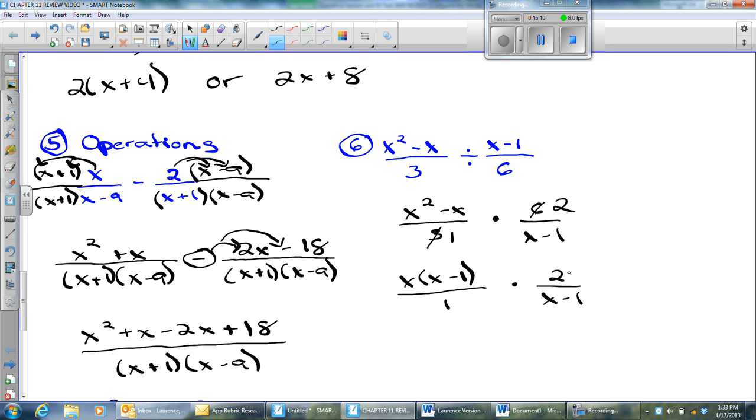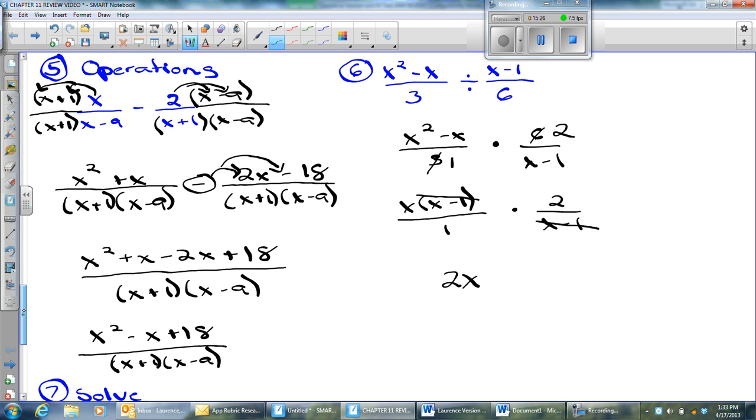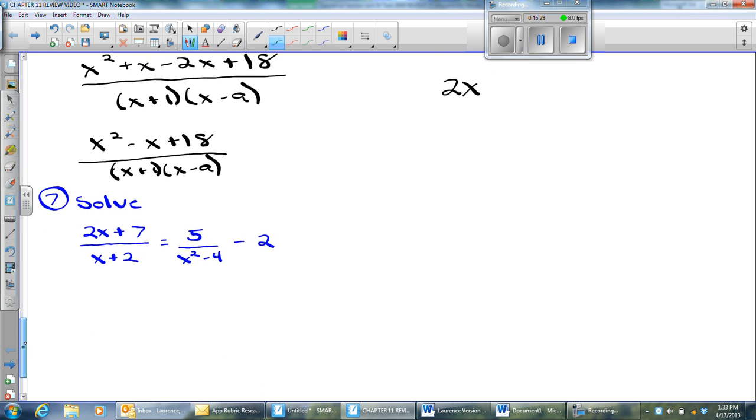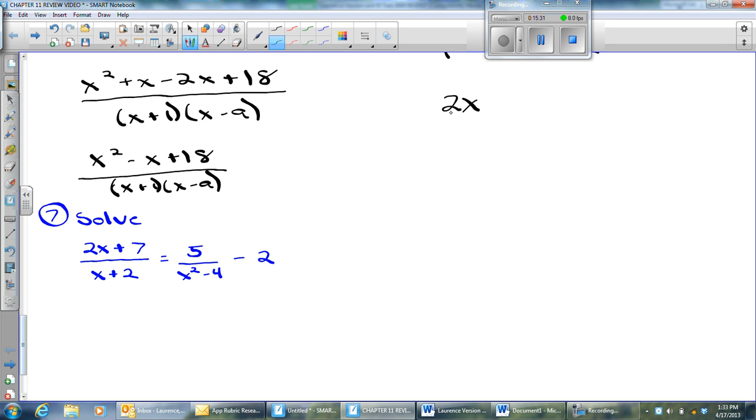Okay, now we can cancel this x minus 1 and this x minus 1. And we are left with 2x. And that's the final answer. All right, so it's not as bad as you guys were thinking or making it be. Okay, so 2x is our final answer here.